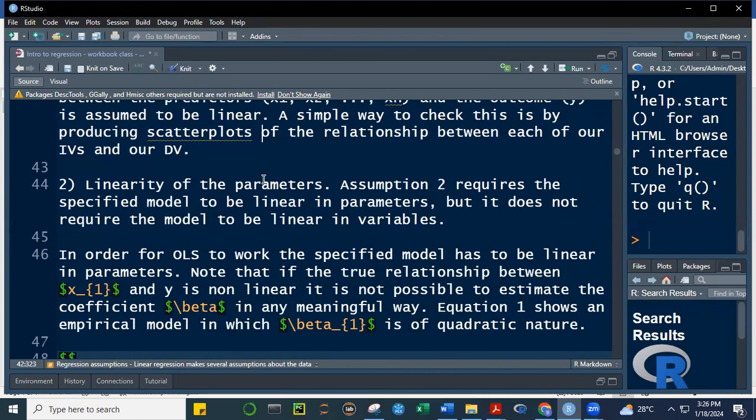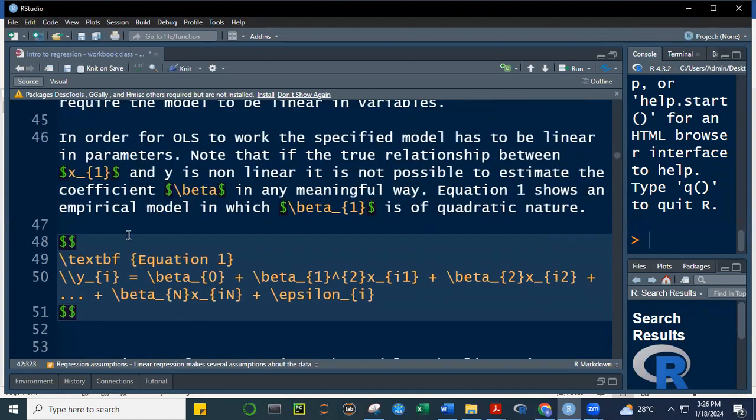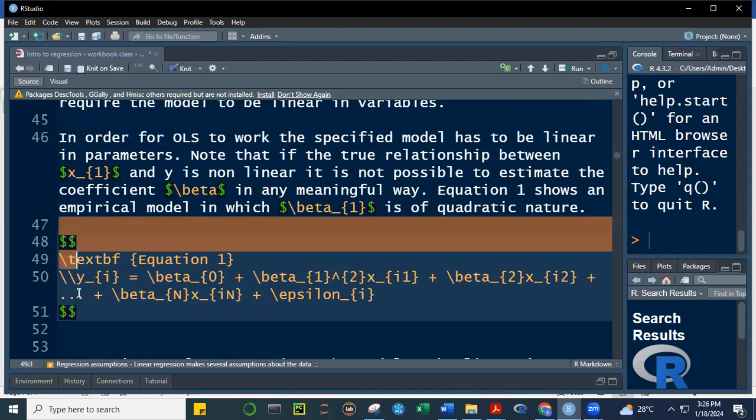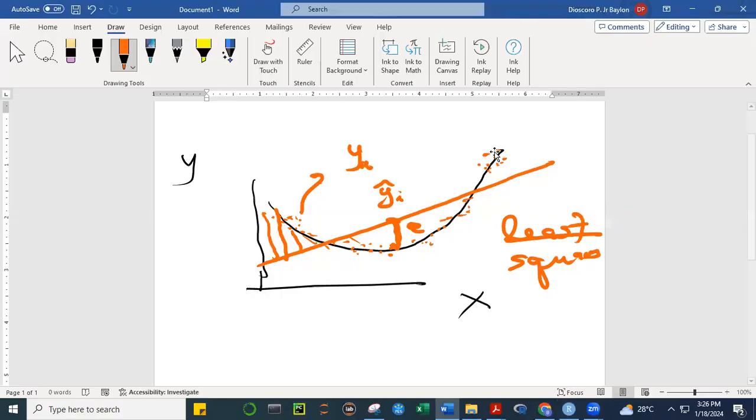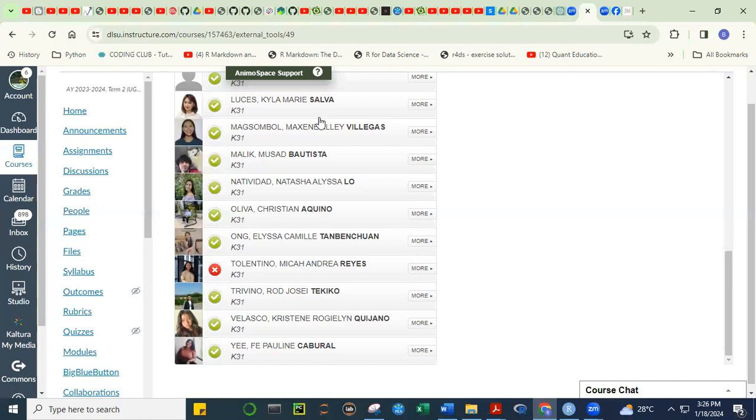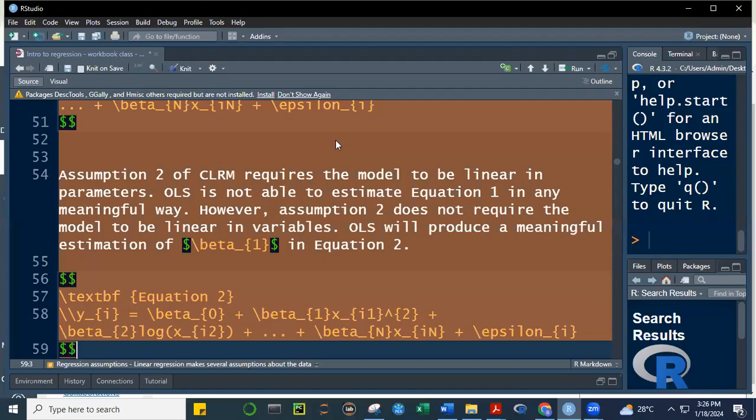All right, next, yung linearity of the parameters. What does that mean? Hindi ko yata nabigay ito. Okay, nandito. What does the linearity of parameters mean, class? Okay, so let's take a look at it, class.